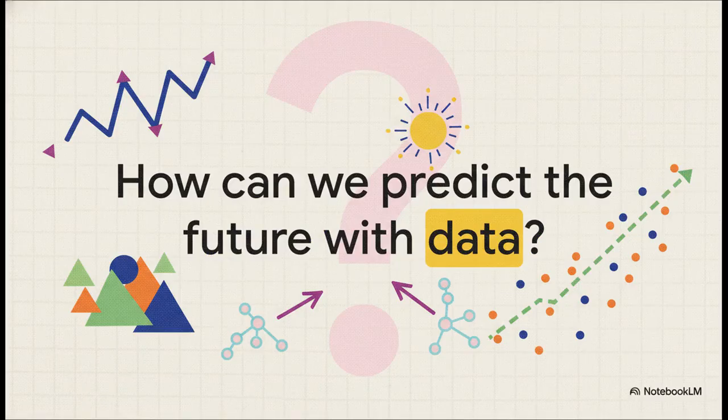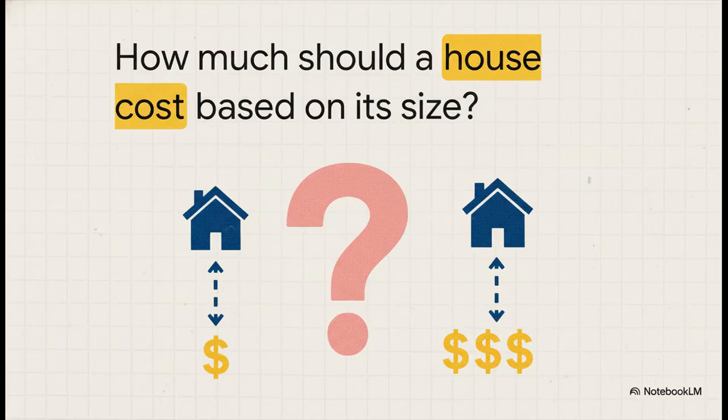That's really the big question, isn't it? At its heart, machine learning is all about making smart predictions. So how do we take information from the past and use it to make really good guesses about what's going to happen next? Let's make this super practical. Picture this. You're looking to buy a house. You know how big it is, in square feet, but how do you know if the asking price is fair? This is precisely the kind of problem we're going to solve today.